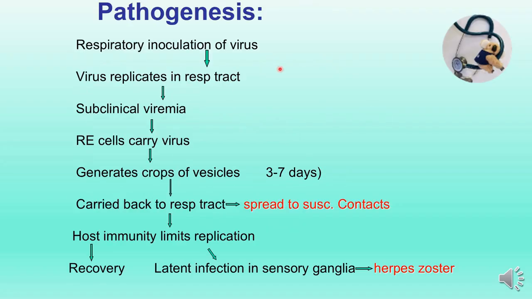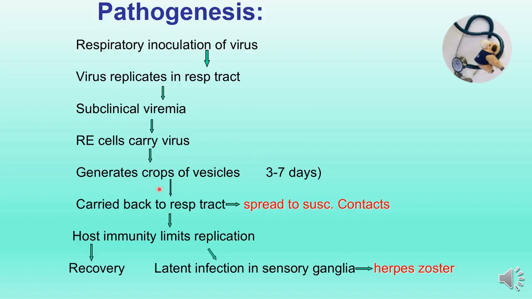Pathogenesis. First, the virus enters the respiratory epithelium, and then they replicate in the respiratory tract and enter the bloodstream, leading to viremia, which is subclinical. After that, it invades the reticuloendothelial system, and the virus is again released to the bloodstream, creating a secondary viremia, and that is when the signs and symptoms of the disease are seen.